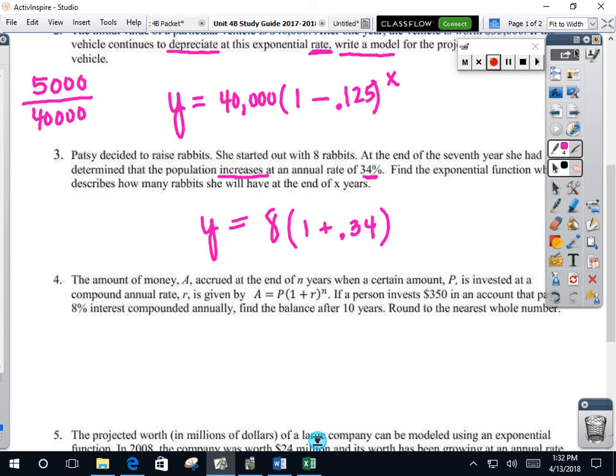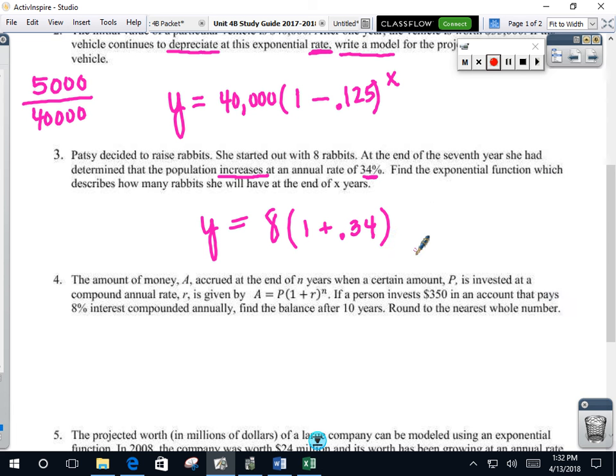0.34. And then what is the time period? X. This is a distractor. Okay, you do not plug in 7. That's not even necessary. That's just saying it took her 7 years to figure out what the rate was. We don't really care how long it took her, though. As long as we know the rate, that's all that matters. It tells you at the end of x years, so you plug in x for years.